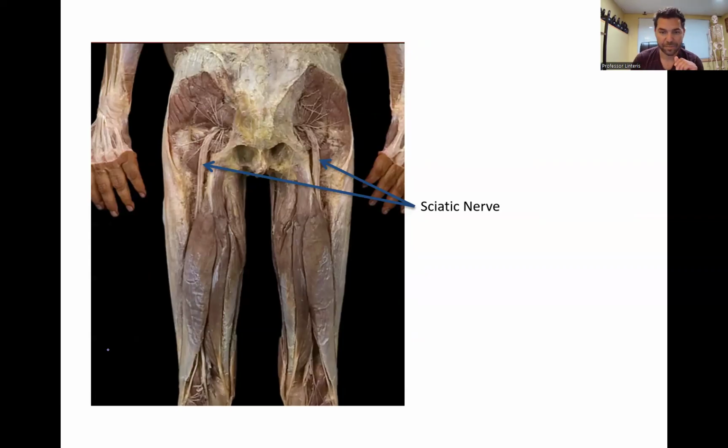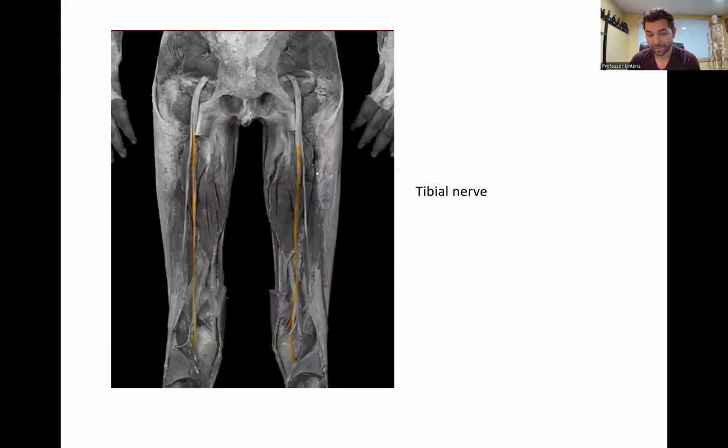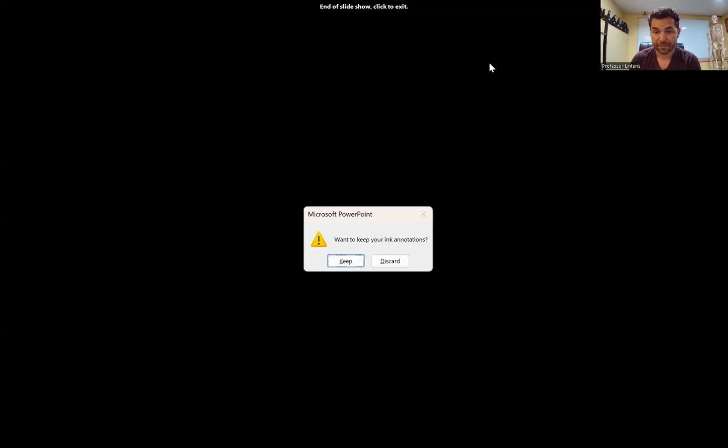Sciatic nerve, this is a good picture. We're looking at the posterior view, and you can see that this big nerve comes down, kind of runs by your glutes, and it's going to run down the posterior aspect of the leg, branching off respectively into other nerves. Tibial nerve, we could see here, you can see how it comes towards the middle, branching off the sciatic nerve. Right? It's your sciatic nerve. And that's the gist.